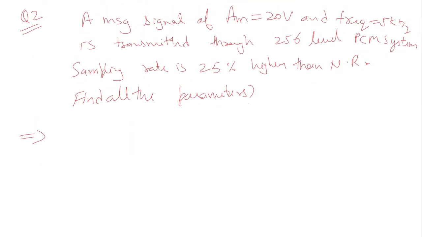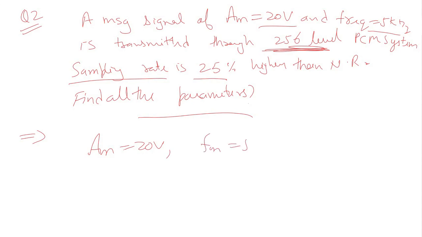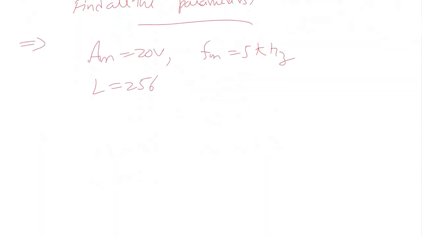A message signal of amplitude 20 volts and frequency 5 kilohertz is given and is transmitted through a 256 level PCM. 256 level PCM means we are given the number of quantization levels, and the sampling rate is given that is 25% higher than the Nyquist rate. We are supposed to find out all the possible parameters. We are given AM, that is 20 volts, Fm is 5 kilohertz, value of L is 256, and the sampling frequency Fs is your Nyquist rate plus 25% of Nyquist rate.